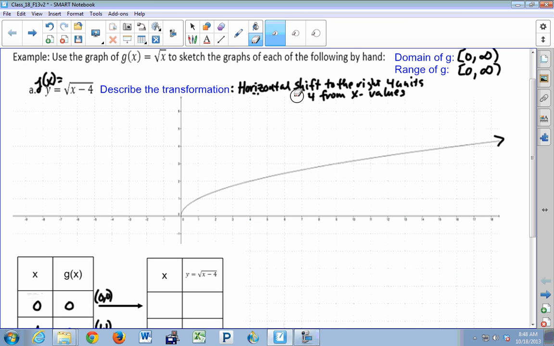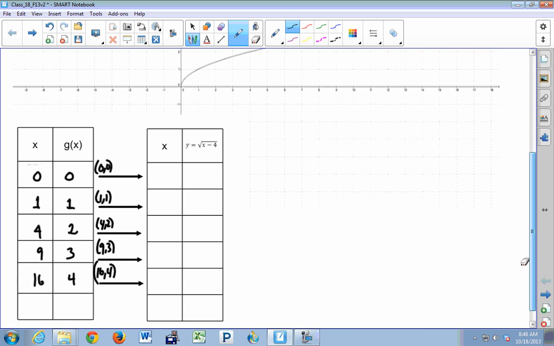Right. When we shift to the right, what we do to our original x values is we add 4 to the x values. So some people just say, okay, here are my original x's. Now I'm going to add 4 to all of them. So now instead of 0, I'm going to be 4, and instead of 1, I'm going to be 5, and instead of 4, I'm going to be 8. So you add 4 to all my x values. Okay, so 13 and 20.